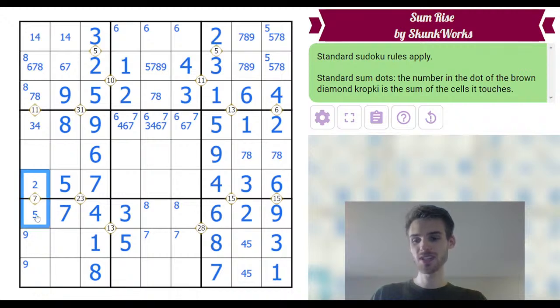So this can't be 1, 6, and it can't be 3, 4. And this 2 says that that's not a 2, so this is a 2, 5, and it goes like that.